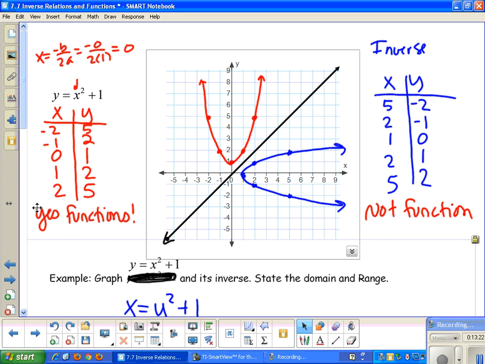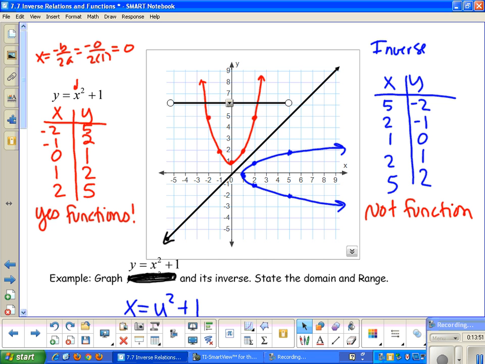Now, another thing that we're going to learn is there's another way to tell whether or not your inverse is going to be a function. And the way that you can tell is by using what we call the horizontal line test. So the horizontal line test is always used on your original graph to see if the inverse is a function. So if I look at my original graph, which was y equals x squared plus 1, notice that this does not pass the horizontal line test.